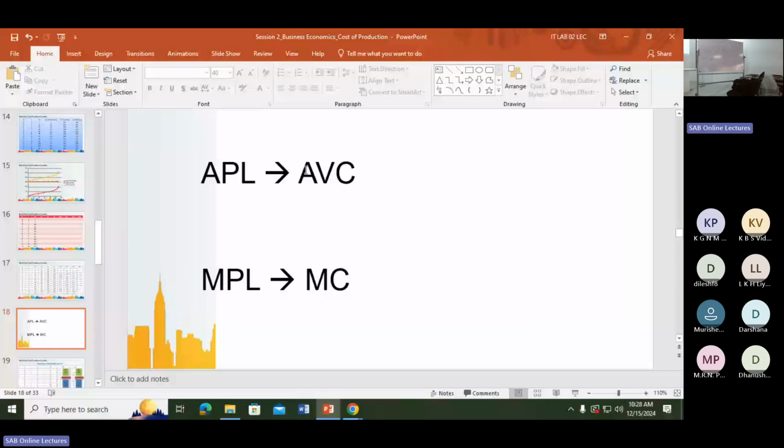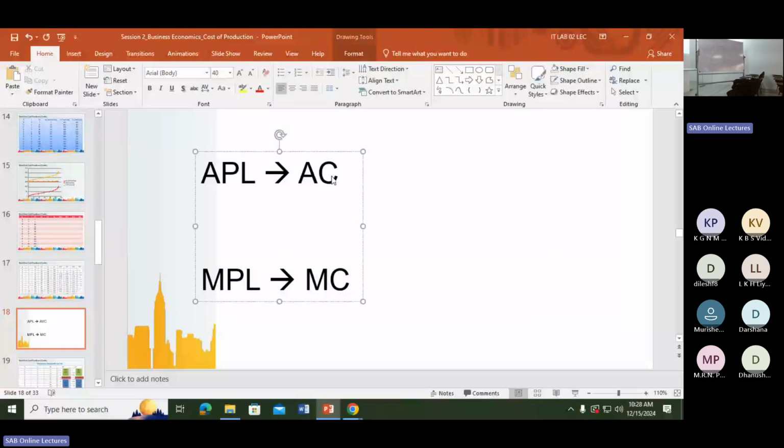Don't say that the average product of labor is related to average cost. That is completely wrong. Average product of labor is related with average variable cost, not with average total cost or average cost. It's related with average variable cost.